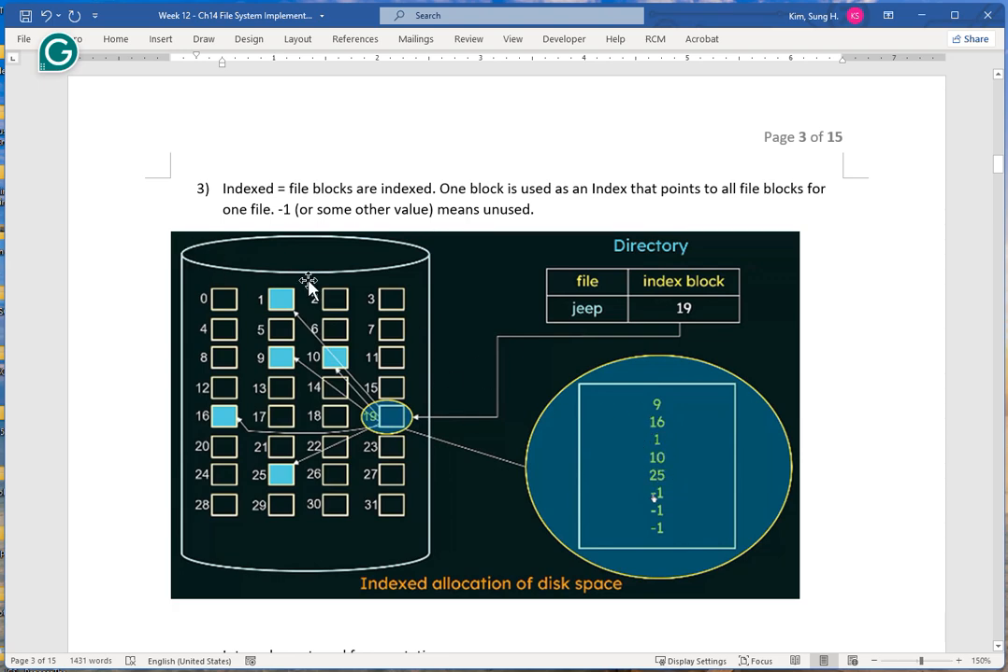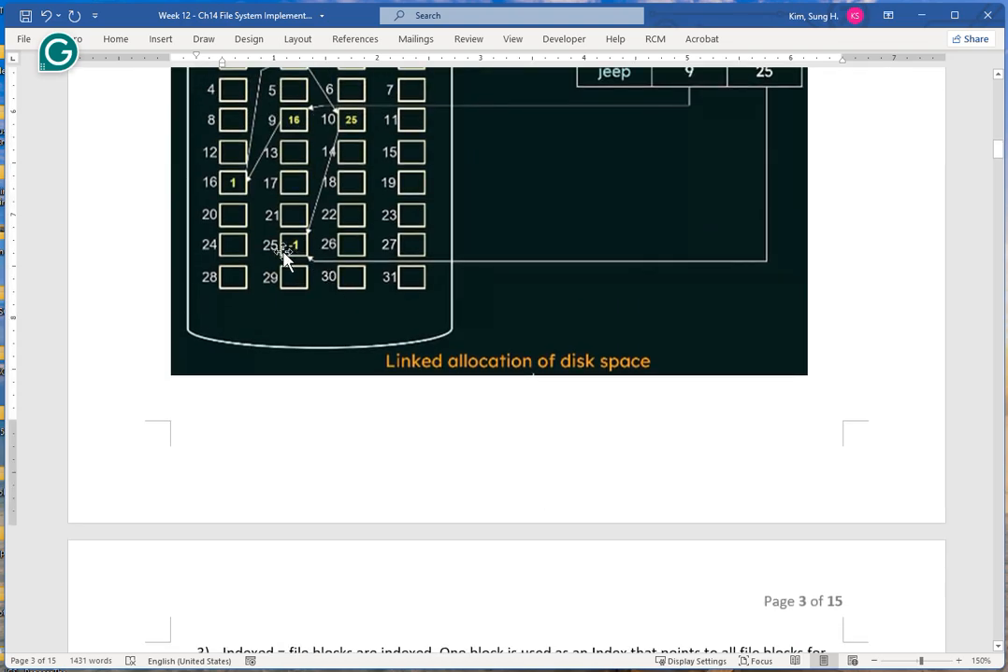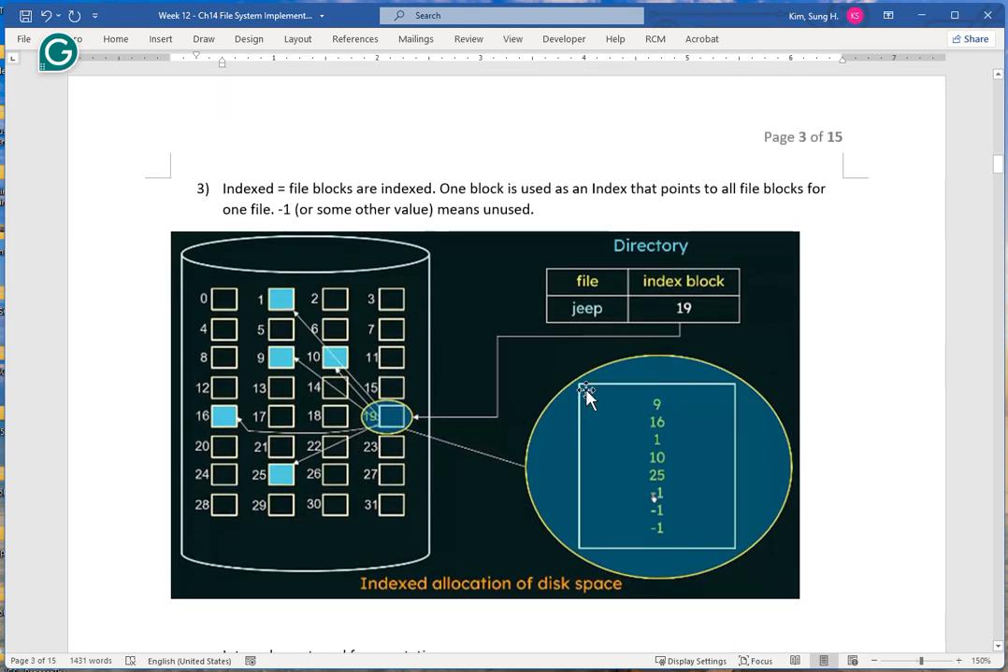But in terms of advantage, just like the linked one, you can use pretty efficiently whatever available free blocks wherever they are. But in terms of waste, in the index here, you're wasting the whole block with just a value. Usually the block is pretty large, like 120K or whatever. But you know, there'd be a good portion of this that is just a -1, right? So it is not the best use of the space.